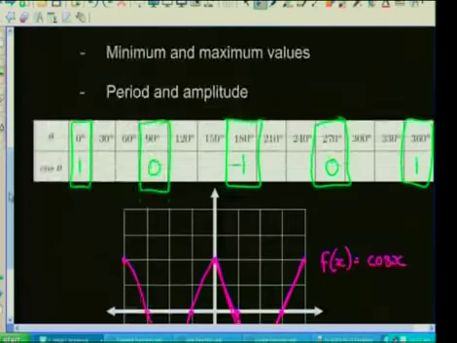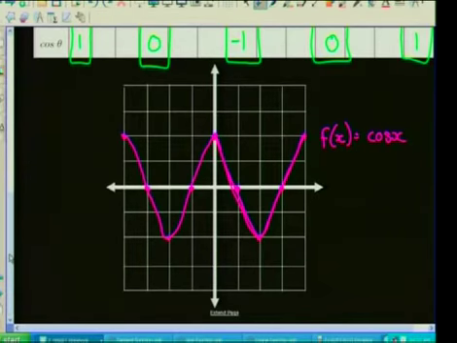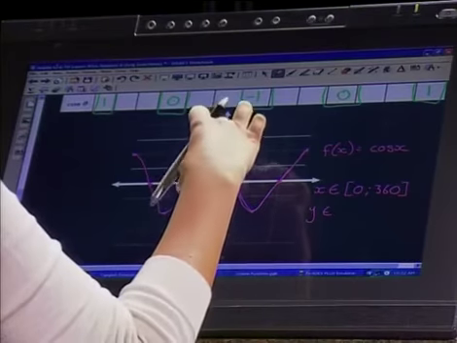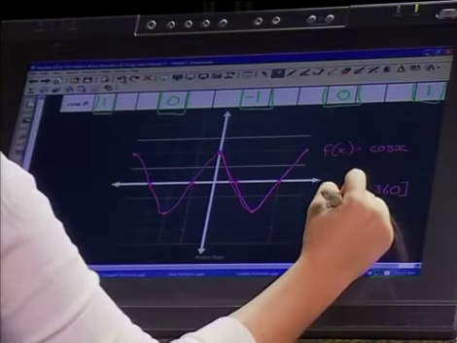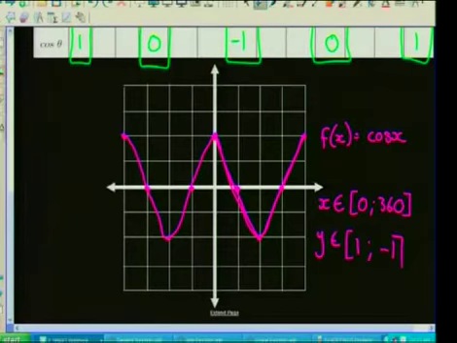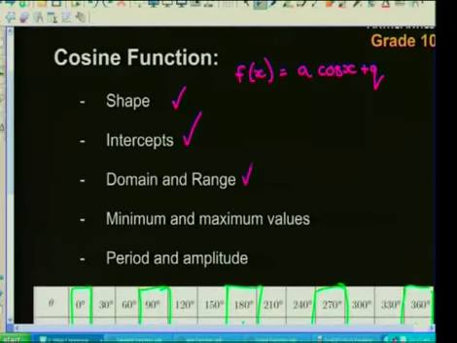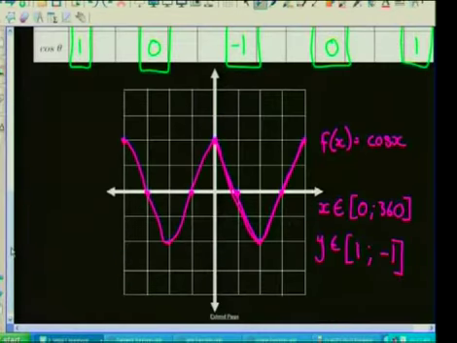What about our domain? Remember, our domain are our x values. So we would say x is an element, and we're looking at, these are our x values. So again, 0 is included all the way to 360. So that is how I would write my domain, and again, you could do that as inequalities. What about our range? Our range here would be an element of, and can you notice it's going up to 1 to negative 1. So our range is the same, 1 and negative 1. So can you see now that we've done it for one function, it becomes so much easier to do it for the others.